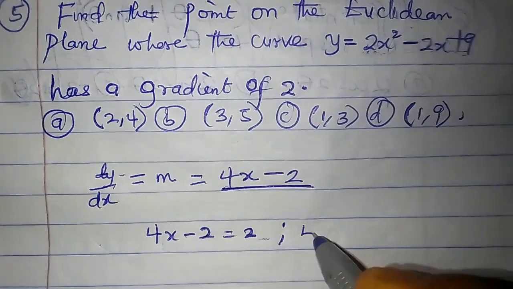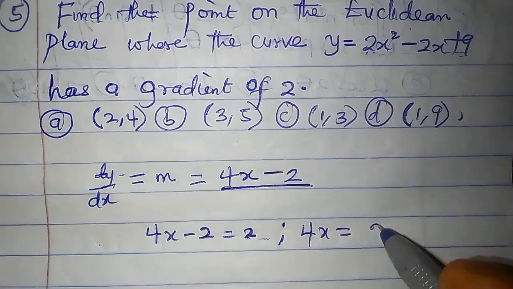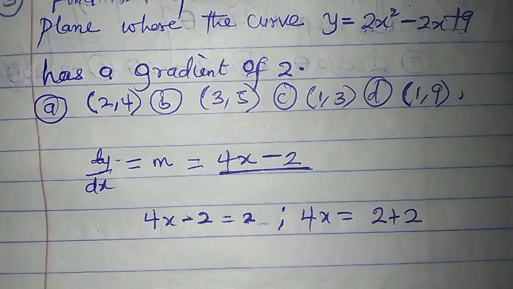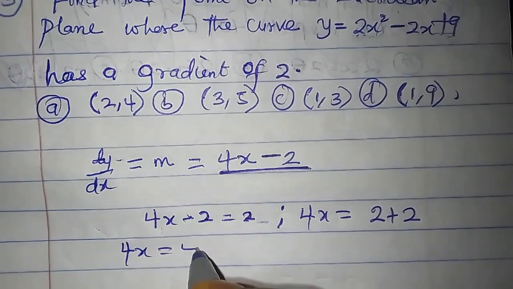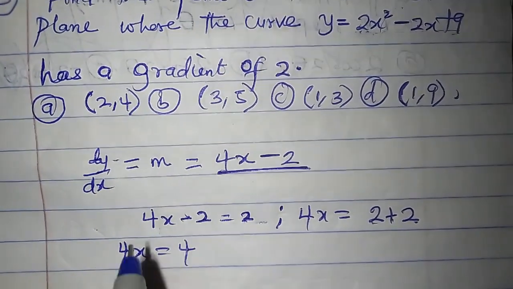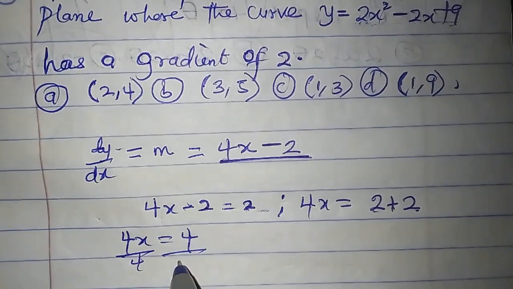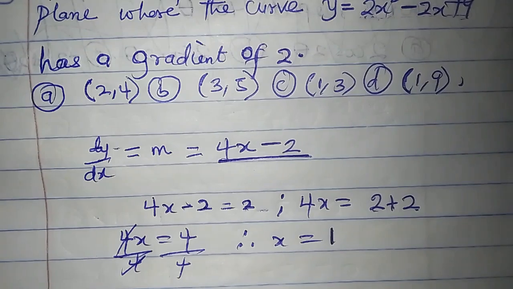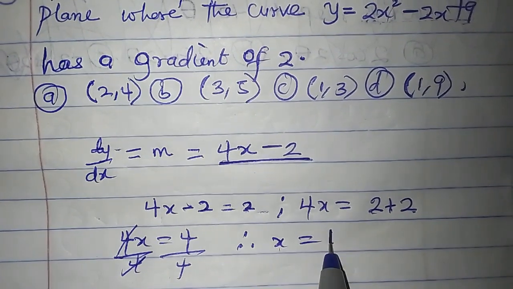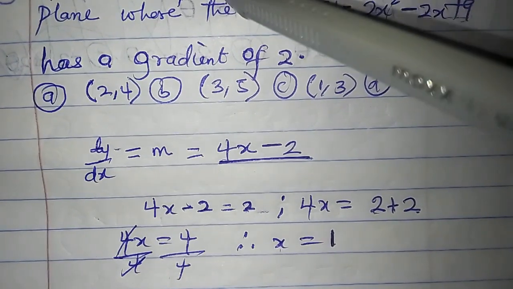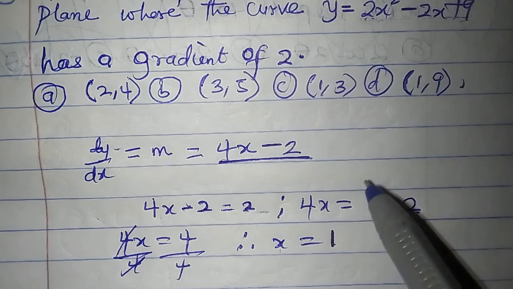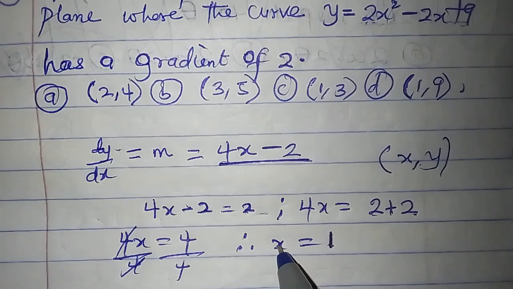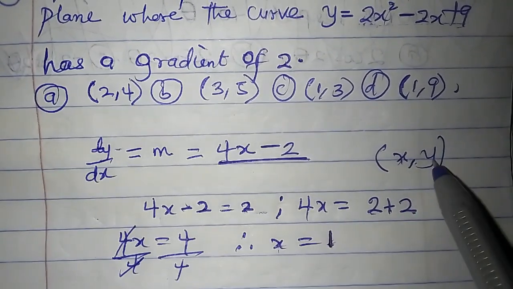From this, I can say 4x is equal to 2. If this minus 2 crosses, it becomes plus 2. So that 4x is equal to 4. That is 4x is equal to 4, since 2 plus 2 is 4. If I divide both sides by 4, 4 cancel 4. It means that x is equal to 1. Okay, x is equal to 1. But we are looking for what? Point. Point is in the format x, comma, y. But only x I know, which is 1. How do I get y?